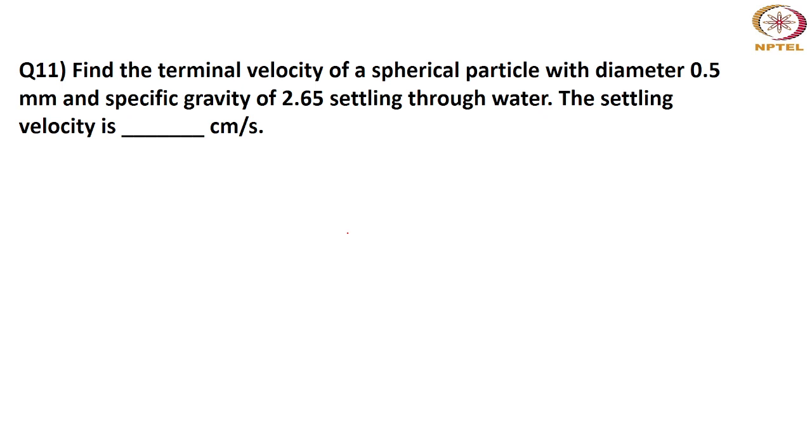The next question: find the terminal velocity of a spherical particle of diameter 0.5 millimeter and specific gravity of 2.65 settling through water. You have to find out the settling velocity. You can refer to your book or your notes for the formula if you need. Try to calculate this very quickly.